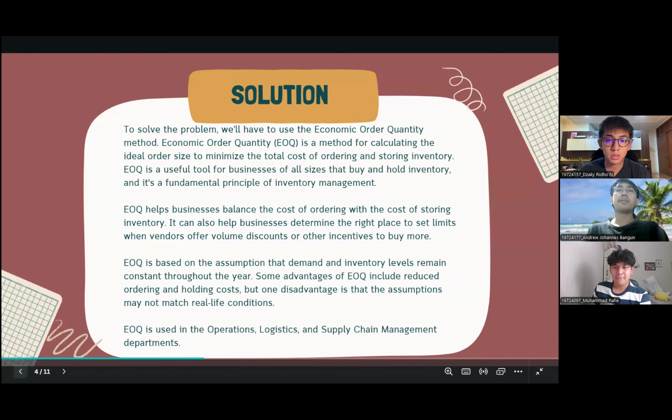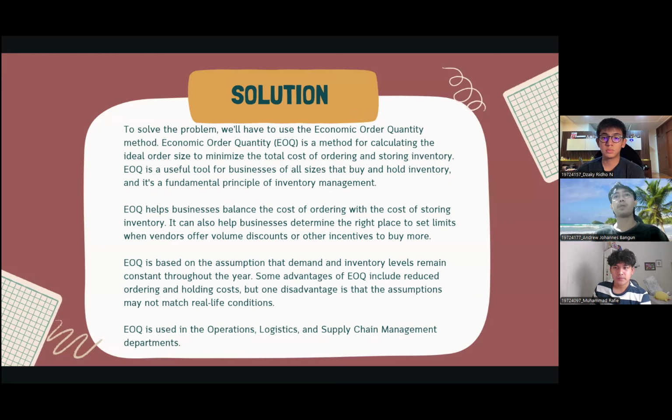Now, in order to solve those two tasks, we will have to use the economic order quantity method, or EOQ. What is EOQ? EOQ is a method to calculate the ideal order size to minimize the total cost of ordering and storing inventory. So it is to meet the middle between the total cost of ordering and storing inventory, where everything has to be balanced, not too much or too little.